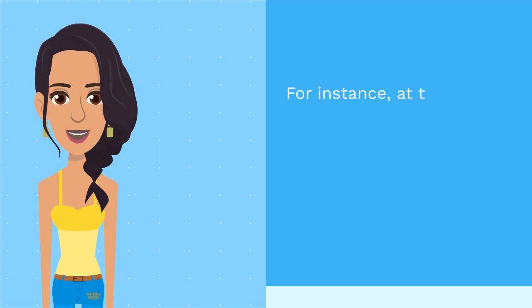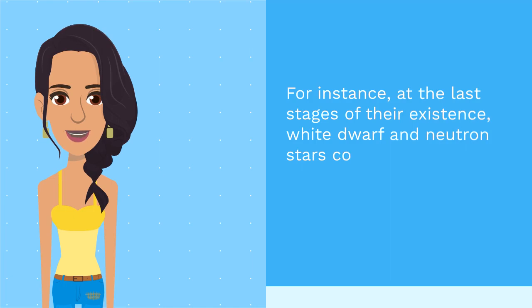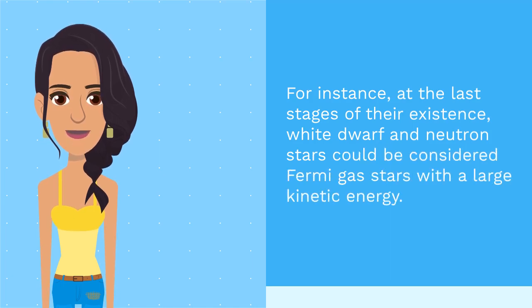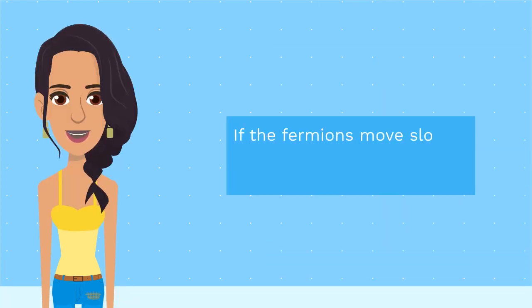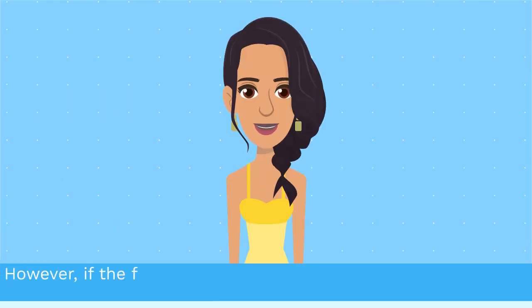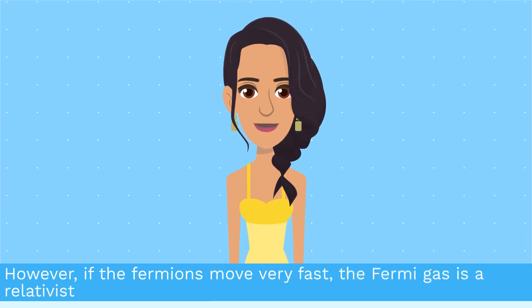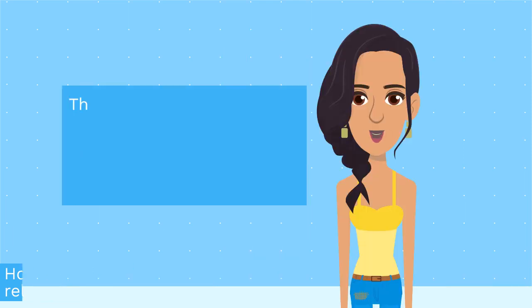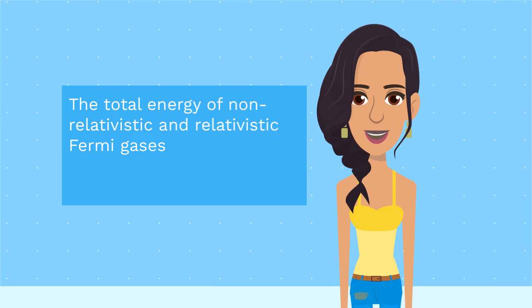For instance, at the last stages of their existence, white dwarf and neutron stars could be considered Fermi gas stars with a large kinetic energy. If the fermions move slowly, the gas could be considered a non-relativistic Fermi gas. However, if the fermions move very fast, the Fermi gas is a relativistic Fermi gas. The total energy of non-relativistic and relativistic Fermi gases has a different dependence on the volume occupied by the gas.